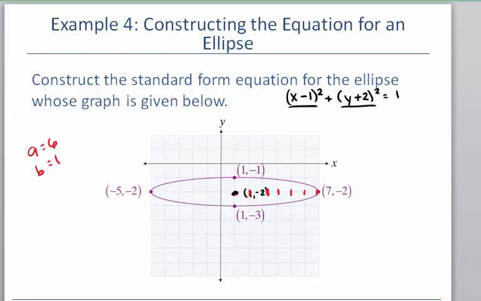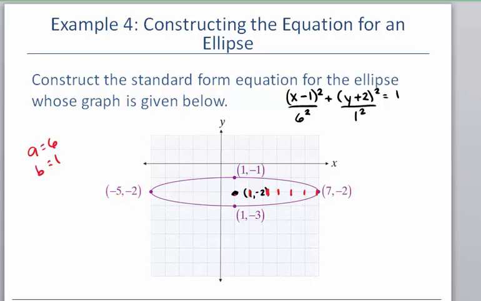Now, the only other thing I have to decide is where does the a go? Since the ellipse is turned this way, long ways from left to right, we know that the a value, the larger number, was underneath the x. So I can go ahead and plug that a value in. Remember that it is squared. And by default, the b value is going to go underneath the y.